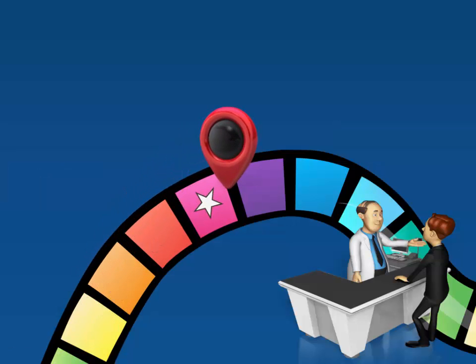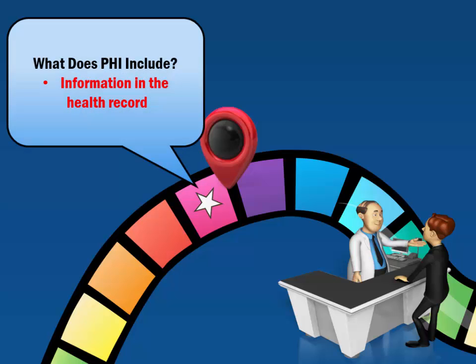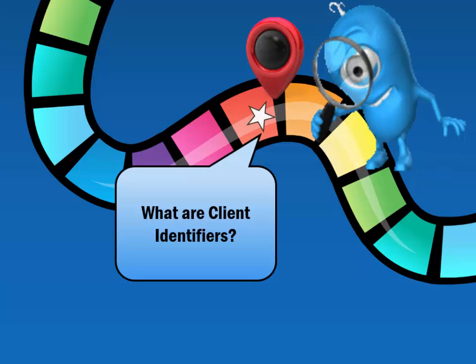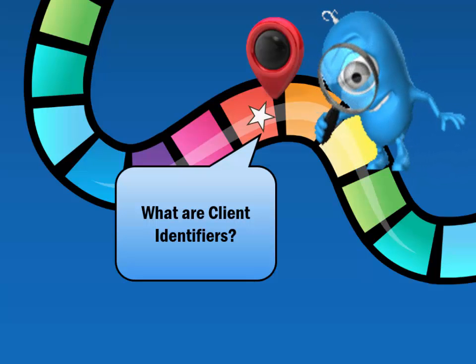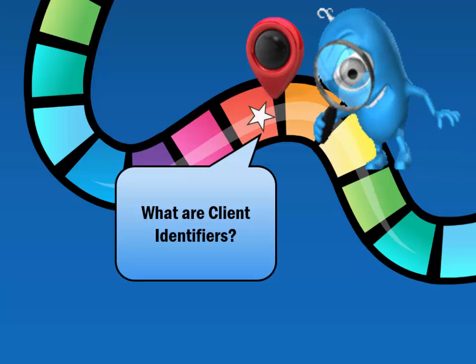Exactly what information is classified as PHI? PHI includes any information found in the health record, such as encounters or visit documentations, lab results, appointment dates and times, invoices, radiology films and reports, history and physicals, and any client identifiers. Client identifiers include information by which the identity of a client can be determined with reasonable accuracy and speed directly or by reference to other publicly available information.